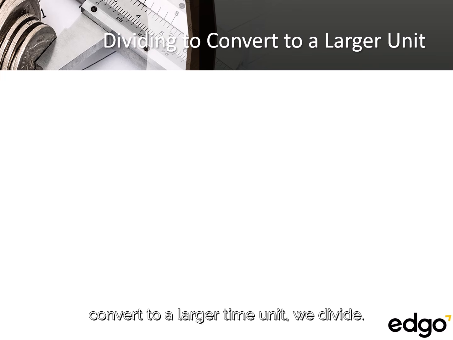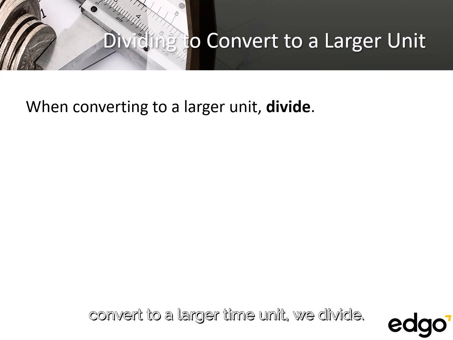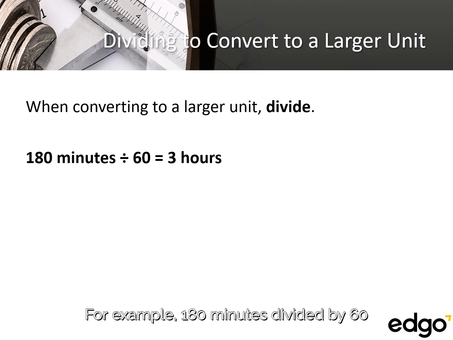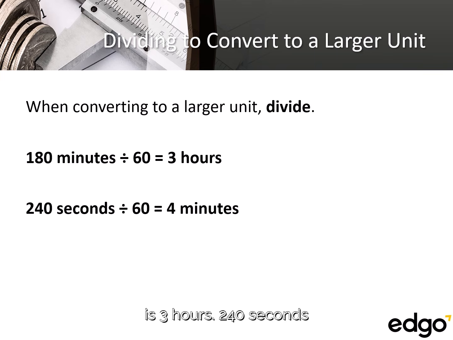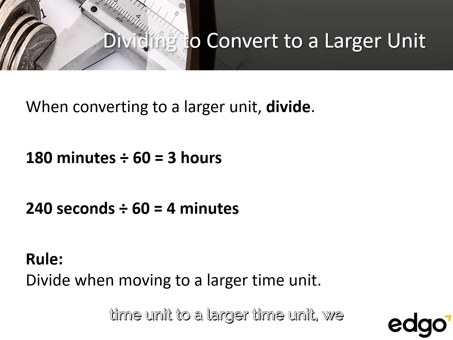When we convert to a larger time unit, we divide. For example, 180 minutes divided by 60 is 3 hours. 240 seconds divided by 60 is 4 minutes. Therefore, when moving from a smaller time unit to a larger time unit, we divide.